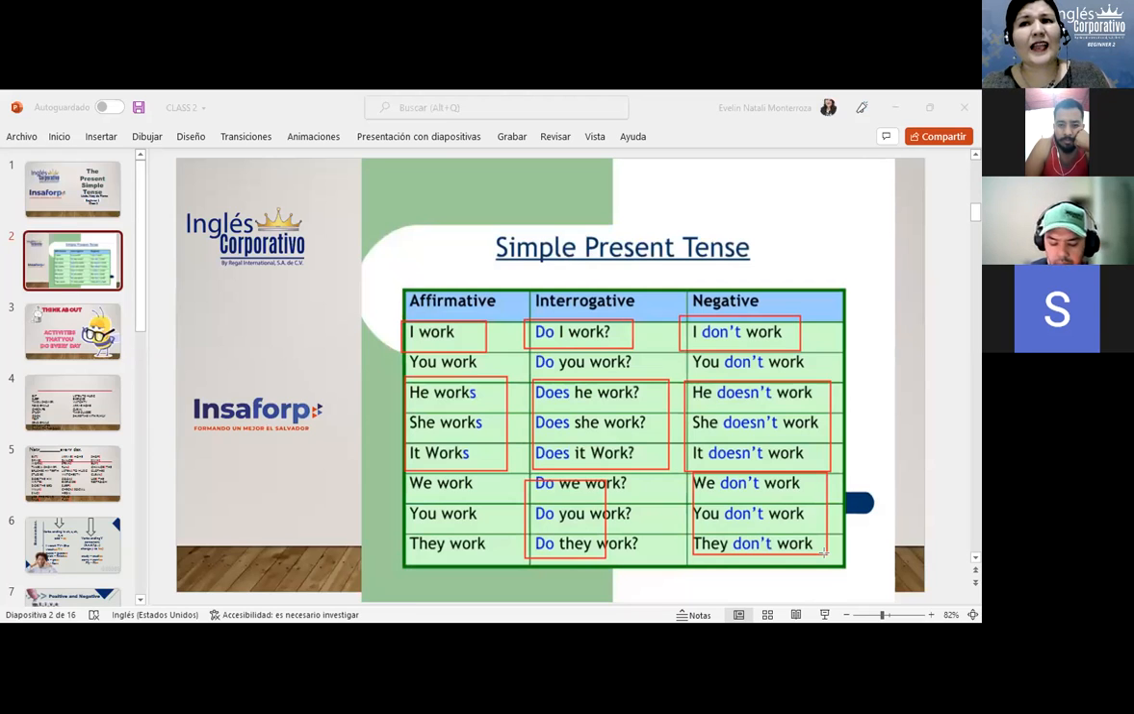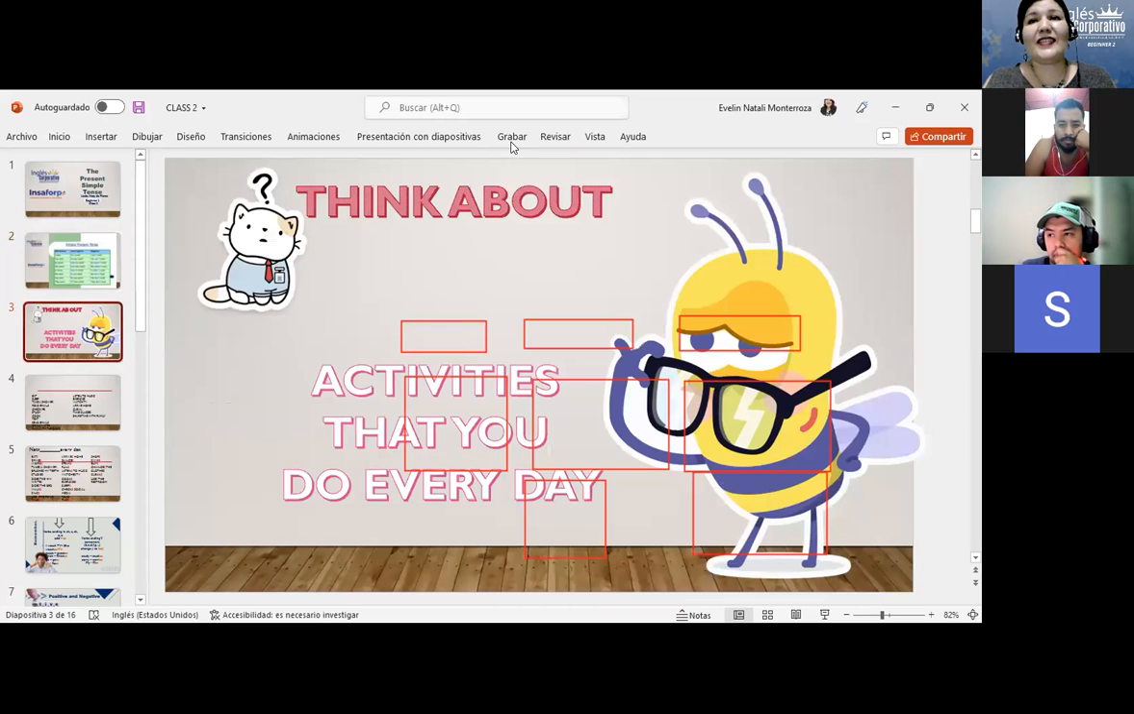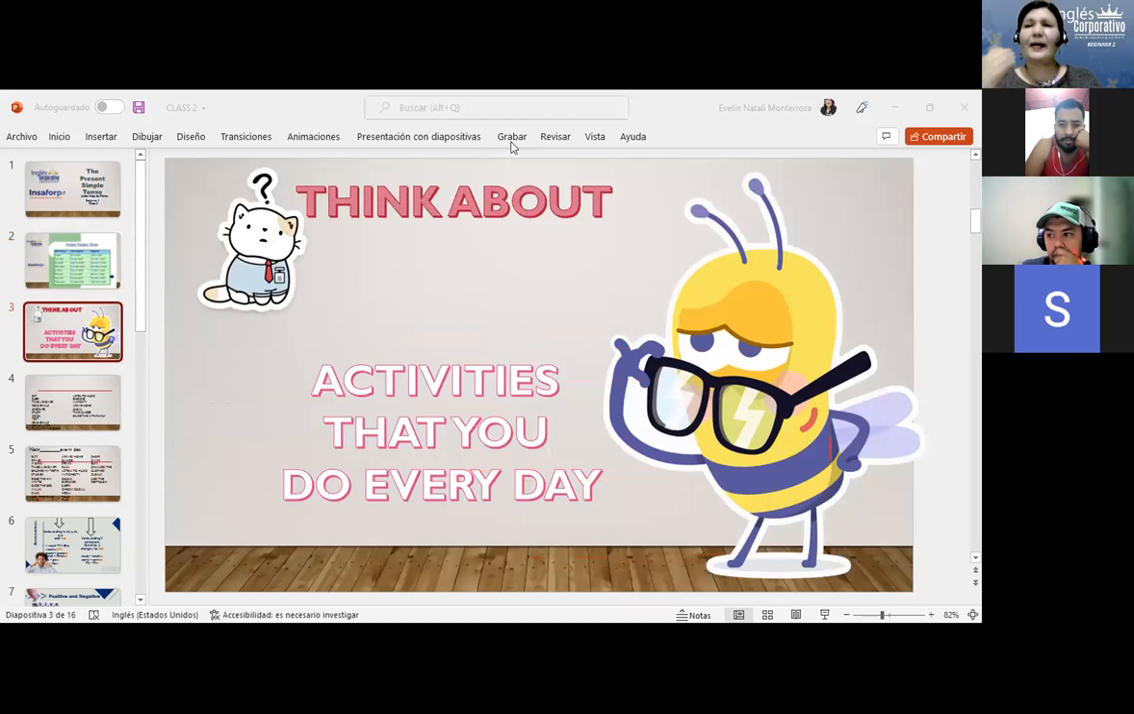That is the form of the simple present. Is it really complicated? Not really, right? You need to be very careful at the moment of creating the sentences. So right now, I need you to think about activities that you do every day, and write in your notebook at least 5 activities that you do every day. Escribamos en el cuaderno 5 actividades que hacemos todos los días. Write them in your notebook.